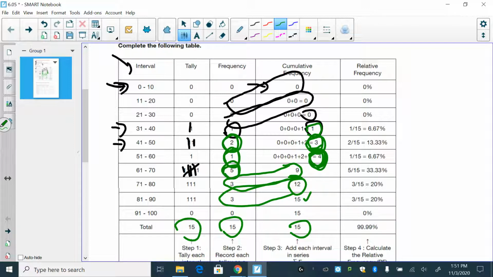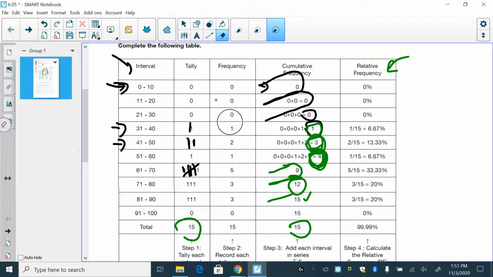Now, the new part is relative frequency. Okay. So what you're doing with that is you're going to divide two numbers. You're dividing the frequency. So let me just erase the frequency here. So you're dividing each individual frequency value. So the first one, these I don't care about, they're all 0. So there's nothing to do there.